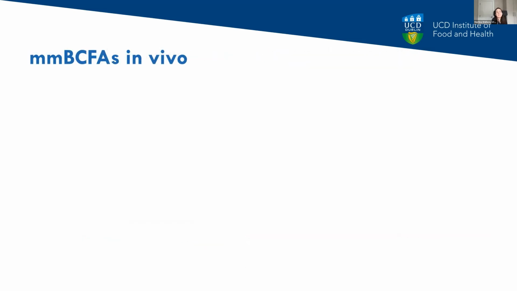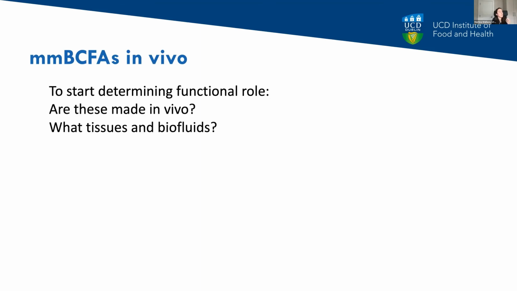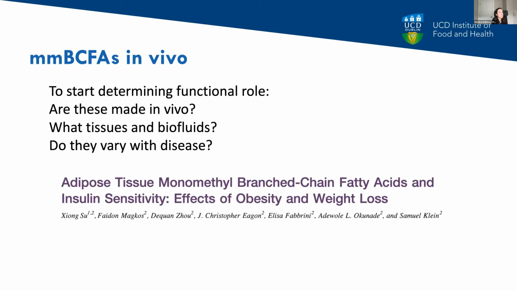So next we wanted to see if these are actually made in vivo or whether they were just an artifact of cell culture, especially considering that it was presumed that these primarily came from the diet. And also to start determining the functional role of these. So we wanted to see, well, what tissues and biofluids have the highest levels of these, and do they vary with disease? And while we were doing this work, this paper came out showing that levels of these branched chain fatty acids are decreased in obese patients and correlate with insulin sensitivity. So we knew to look in patients that suffered from diseases associated with, say, the metabolic syndrome.